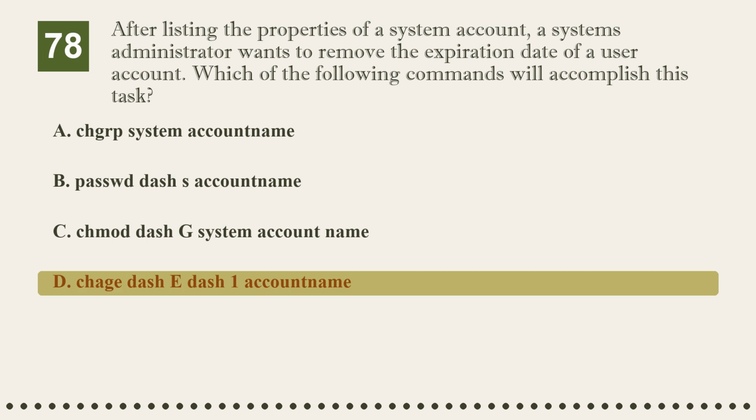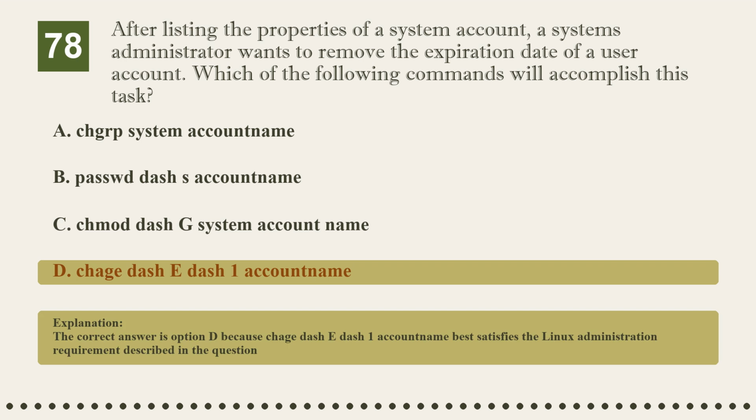The correct answer is option D, chage -E -1 account name. The correct answer is option D because chage -E -1 account name best satisfies the Linux administration requirement described in the question.